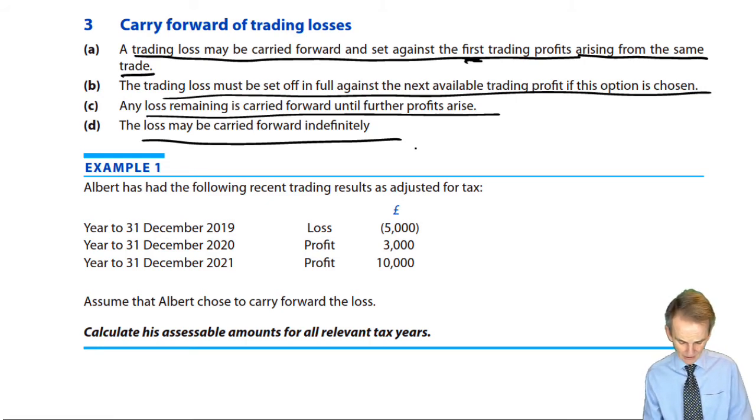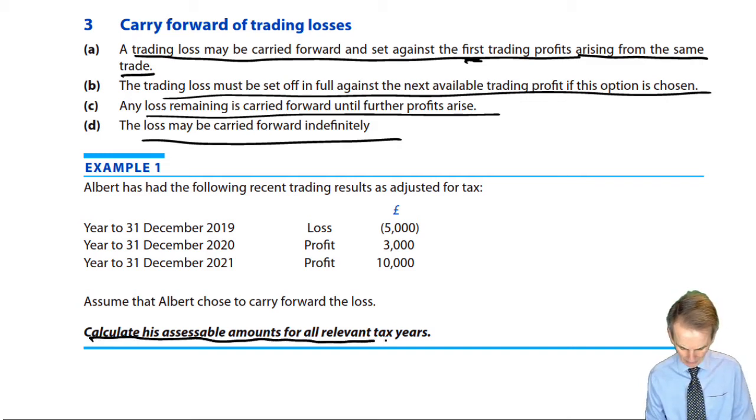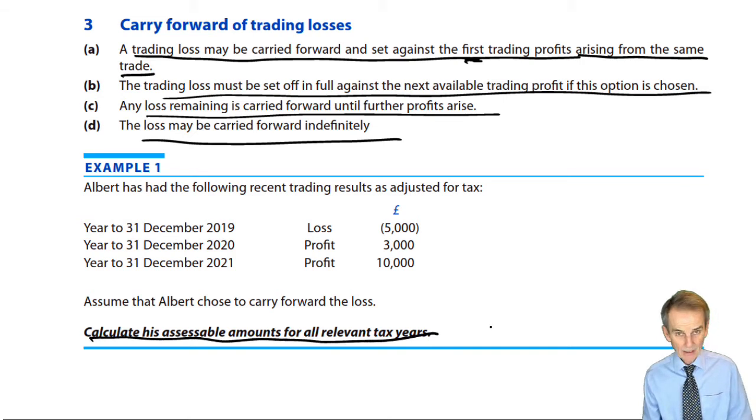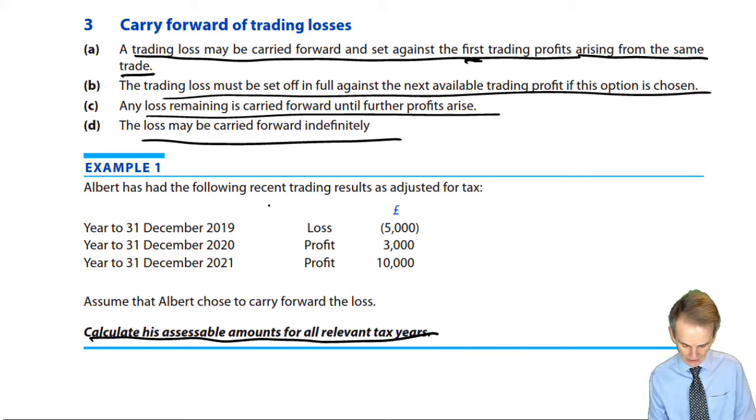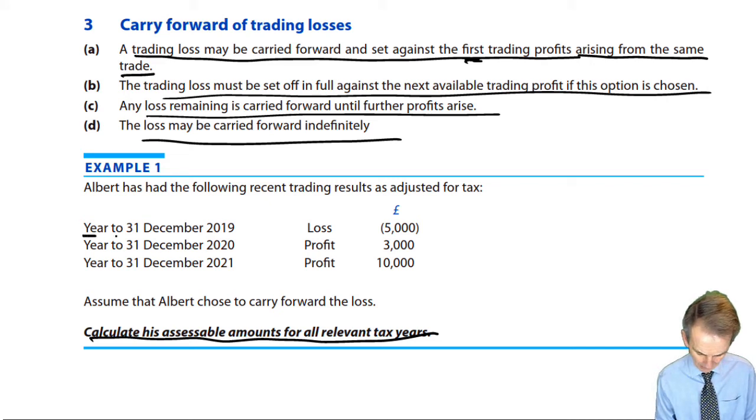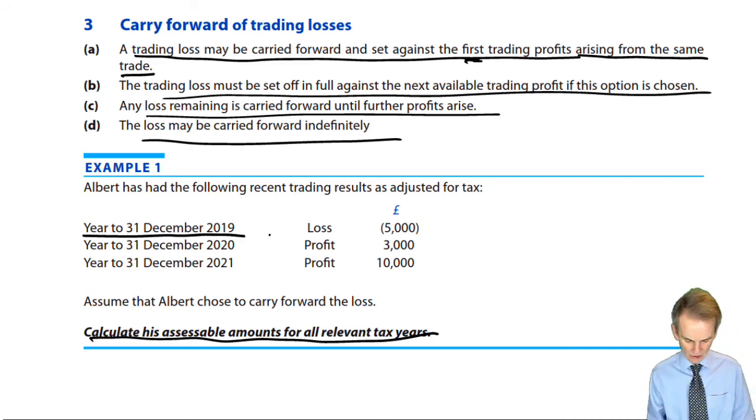Example 1, a nice little simple example: calculate his assessable amounts for all relevant tax years. Albert has the following recent trading results as adjusted for tax. This is a normal continuing business that has been preparing accounts to the 31st of December in each year. And for the year to 31st of December 19, using CYB, in which tax year will those profits be assessed? If there were profits, the basis period year in December 19, that will be 2019-20.